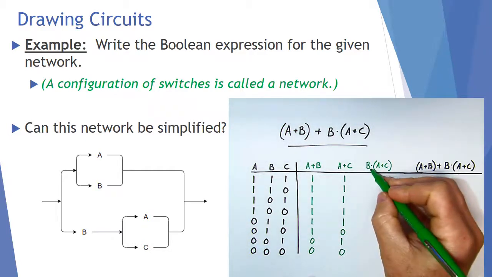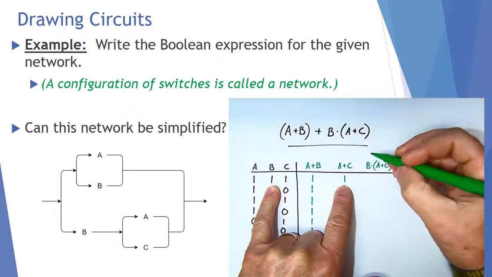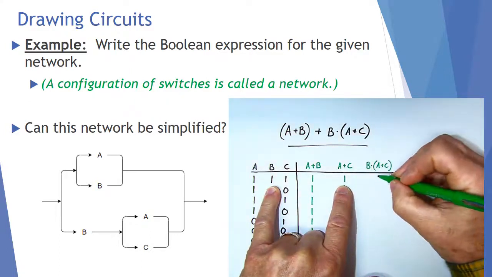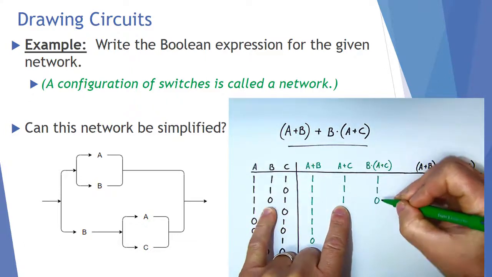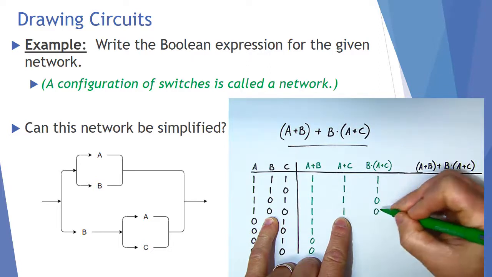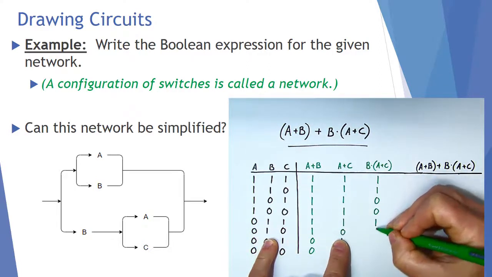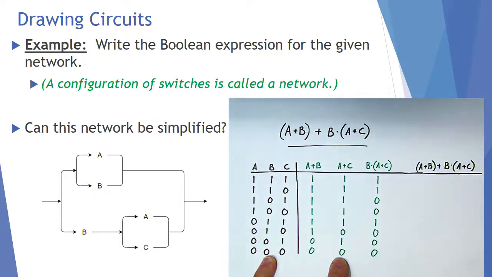Now, do we have B and A or C? Let's take a look. We're looking at B and A or C. Here, yes, we have both. Here we have both. Here we don't have both because we're missing B. Here we have A or C but not B. Here we have both. There we don't. There we don't. And there we have neither.